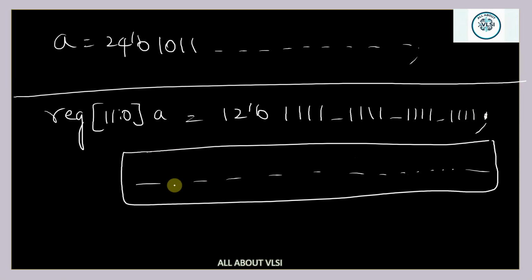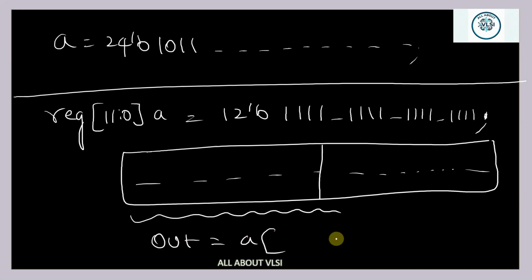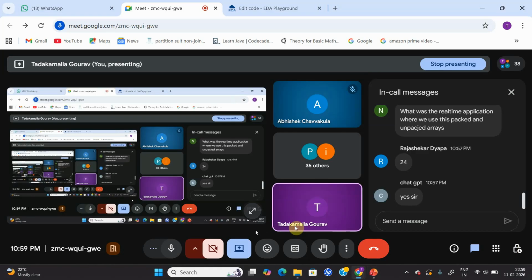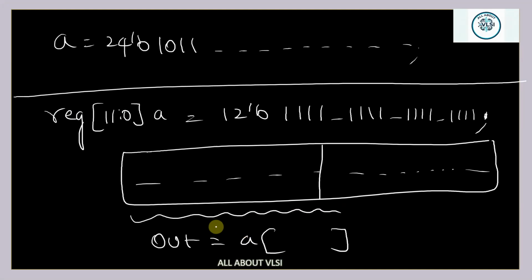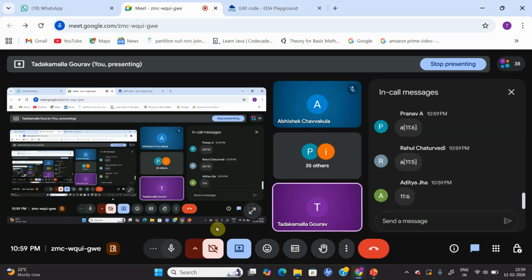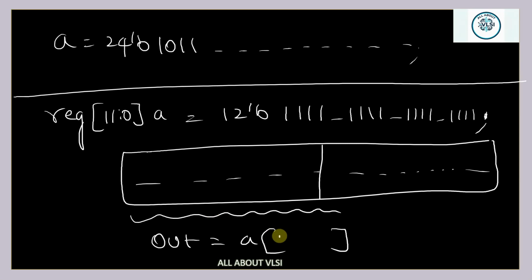Okay. Now, let's say I want the first 6 bits of data, what should I do? Can anyone tell me? If I want the data of the first 6 bits from the MSB, how to get it? Out is equal to what should I write so that I can get that particular data? Can anyone tell me the syntax? Yes, exactly. I need to slice it, right? So 11 down to 6. Okay, I need to slice it like this.